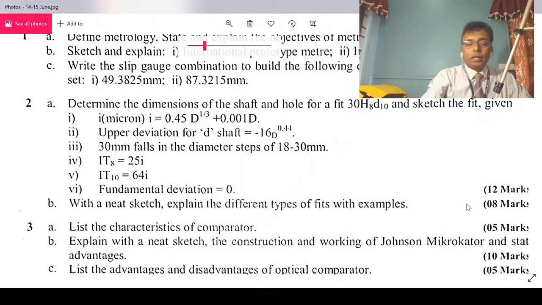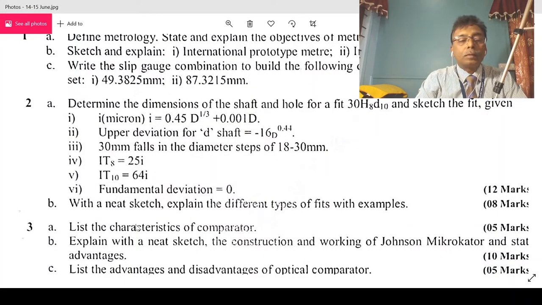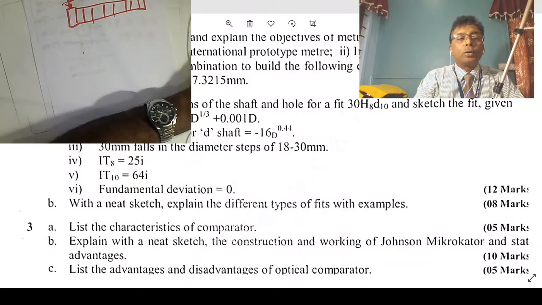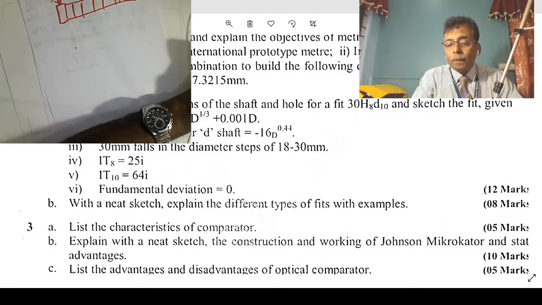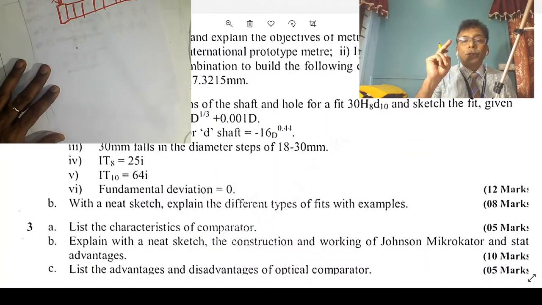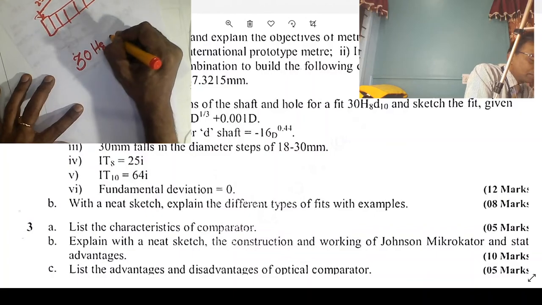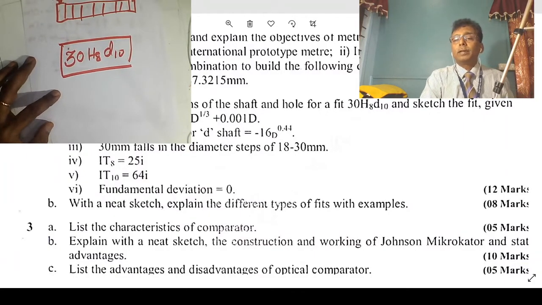Let me write it down for you. Let me enlarge the window. Let me enlarge the video capture window here. Okay, I can enlarge this. I will read the question for you, don't worry. Let us solve the problem. The question paper says, determine the dimension of a shaft and a hole for a fit of 30 H8 D10. Let me see the alignment. Okay, it's visible, right? 30 H8 D10.